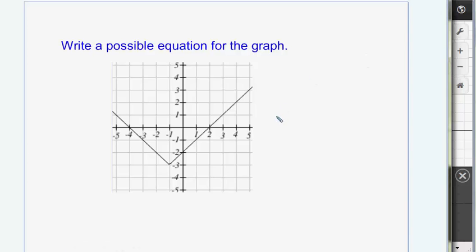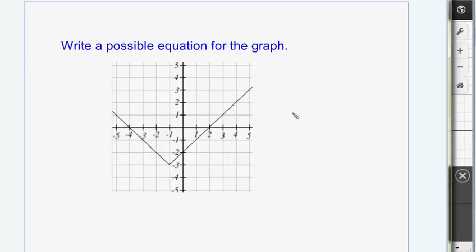In this problem, we're given a graph and we want to write a possible equation for this graph. And I'm assuming that you're doing this problem at a point in a class where you've learned transformations, how to shift a graph up, down, left, and right, and no more than those 4 transformations.